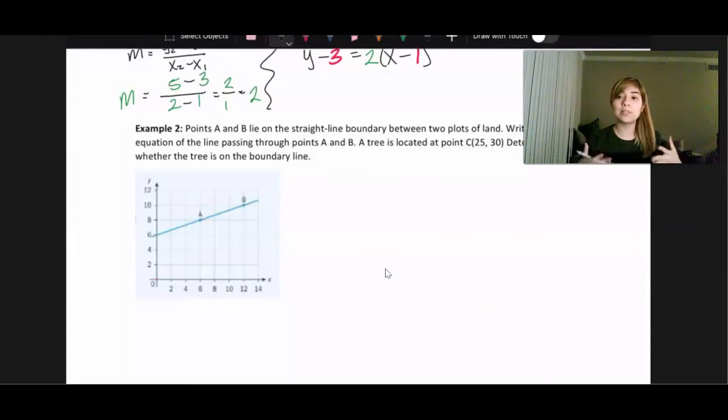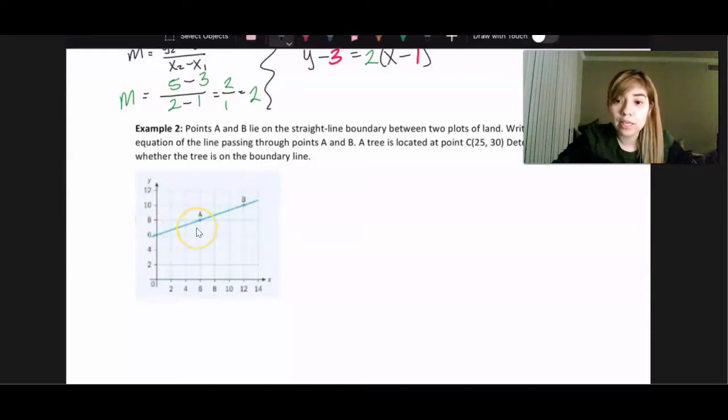So there's a lot of information they give us, as well as a diagram, so we kind of break it down. They tell us that points A and B, which you can kind of see here, it's kind of hard to see, lie on the straight line of a boundary between 2 plots of land. So here's one of the plots of land before here, and one of the other plots of land after here. And we want to find the equation of the line passing through points A and B. So we want to find the equation of this blue line.